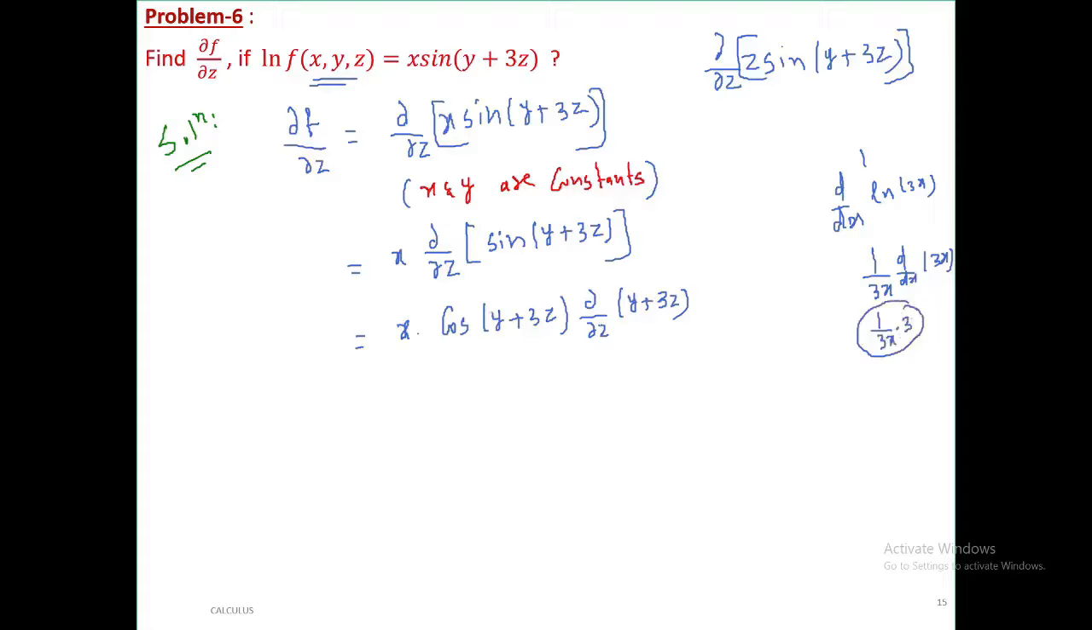Same story here. First of all, sine derivative is cos of y plus 3z. Again, dou by dou z of y plus 3z. So now this becomes x into cos of y plus 3z, and dou by dou z of this one is 0 plus 3 because y is constant here. I have already written here x and y are constant. So y gives 0 and 3z derivative with respect to z is 3. So finally the answer is 3x cos of y plus 3z. So this is the final answer. Okay, and with this I will stop.